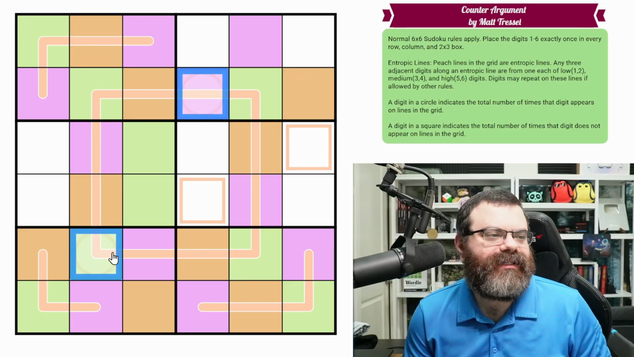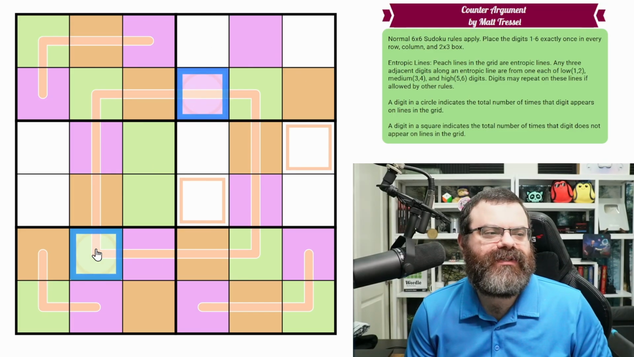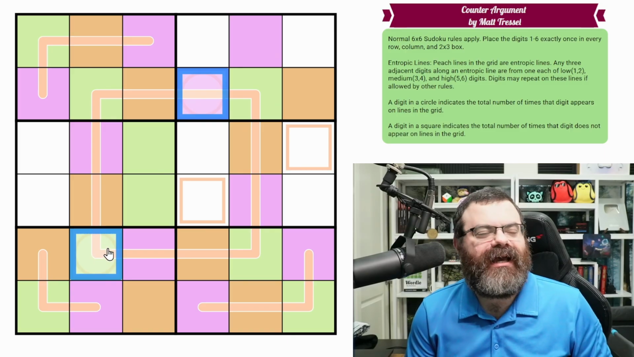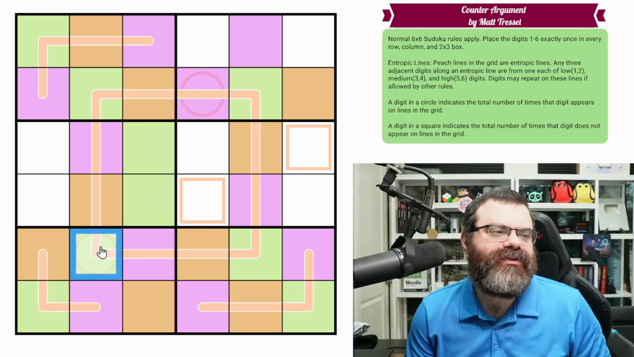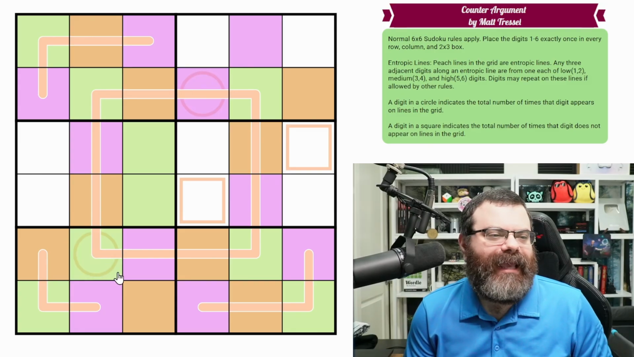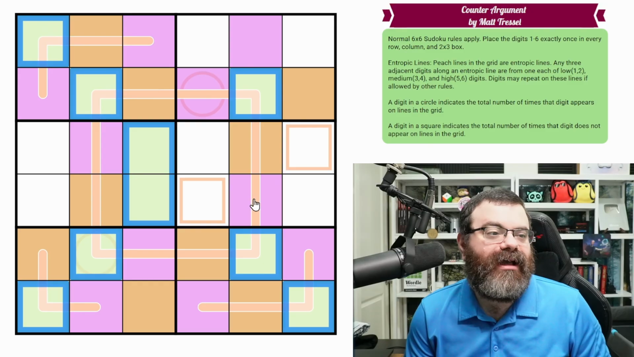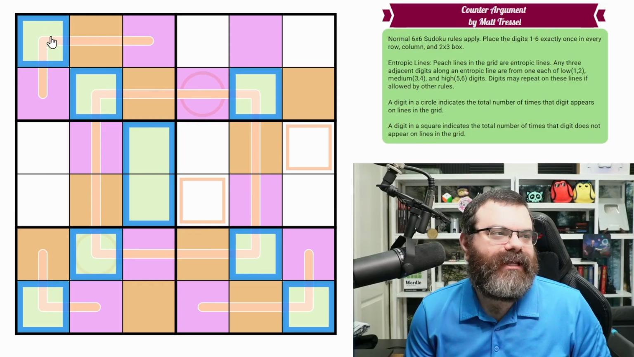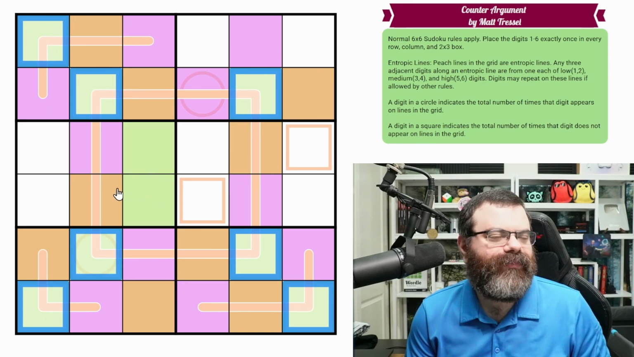Let's think about these circles then. So whatever goes in the circles, it appears that number of times on lines. We know these are two different digits, and not only that, they're at least two apart from each other. Now, let's look at green first. How many greens can be on lines? Luckily, we have colored all of our lines already. So if we look, grouping these is important. Let's only highlight the greens that are on lines.